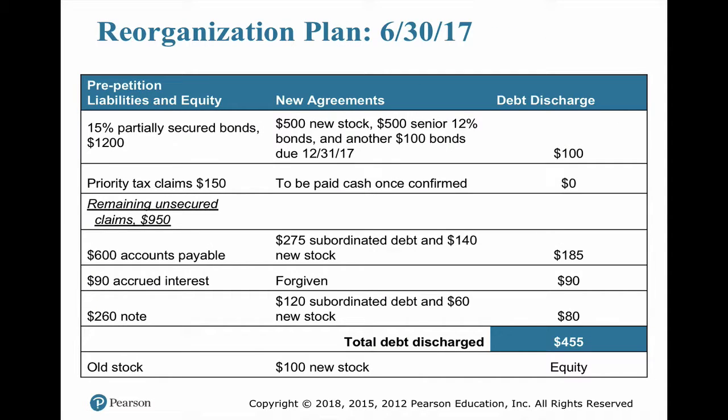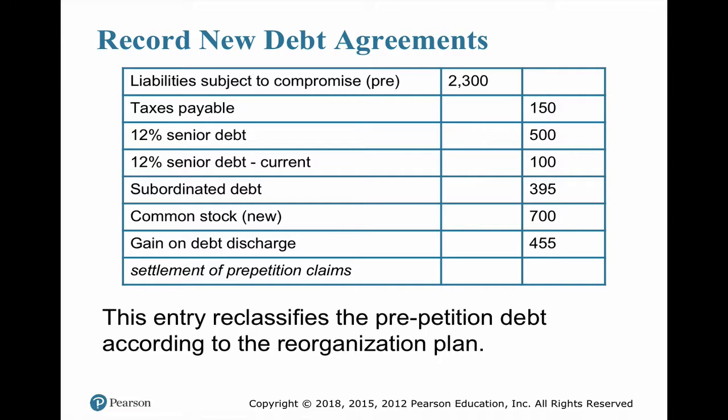And once we make the evaluation in this way, we make the reorganization plan. For the reorganization plan, we identify the pre-petition liability and equity, and then how we are going to discharge the debt. Take your time to go through these amounts, and if you have any questions, please go to the textbook or contact me and we will be able to discuss it further.